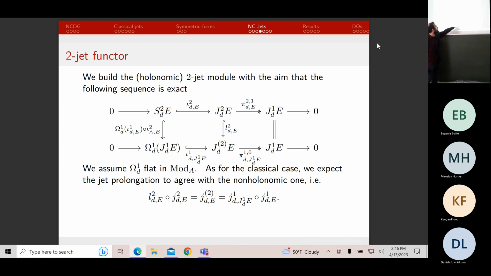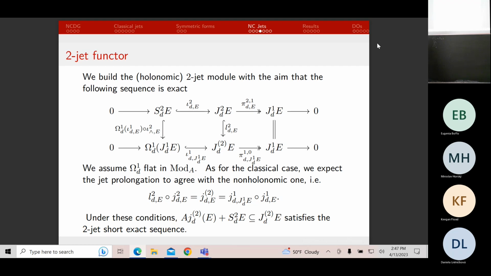Furthermore, we also would like the prolongation to factor through the 2-jet. So we want the holonomic prolongation to coincide with the non-holonomic one. So what can we do? We can take everything that must for sure be in the 2-jet functor. For instance, we want S2 because we have an inclusion of S2 in the jet functor. So we take S2 inside of the non-holonomic S2, and then we take the module generated by the prolongation, because we would like them to factor through the submodule. Okay, we take this submodule, and it turns out that it does satisfy the 2-jet short exact sequence. So this is the 2-jet.